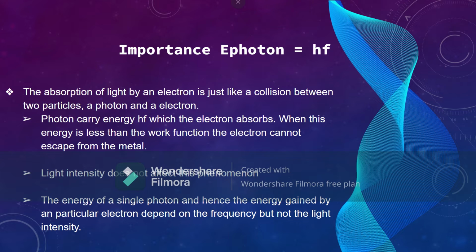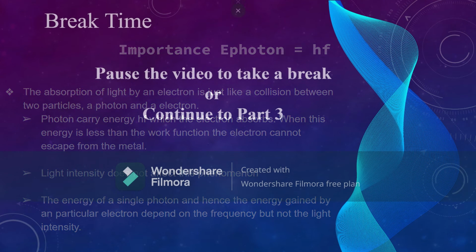And the energy of one single photon, and hence the energy gained by a particular electron, depends on the frequency, but not the light intensity. And this is very important. It's not light intensity, but frequency. So this is why the energy of a photon being equal to hf is very important.